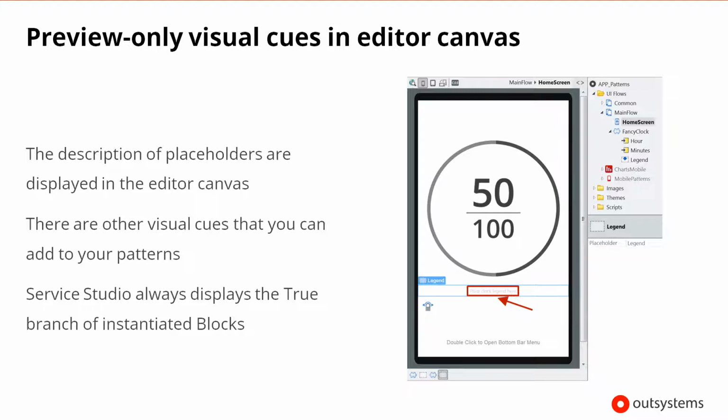Additionally, there are other visual cues that can be added for previewing purposes in the editor canvas. This is specifically important for patterns without any UI, so there's a visualization of the pattern in the canvas, but it's also important for patterns with a UI as well. For previewing purposes, Service Studio always displays the true branch of an instantiated block. You can take advantage of this behavior for displaying visual cues.